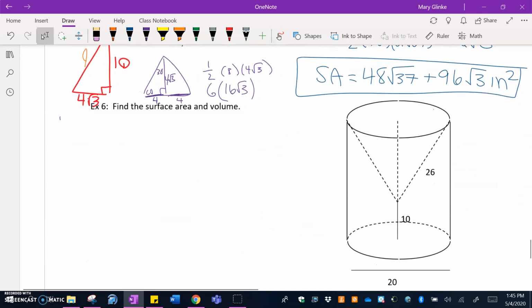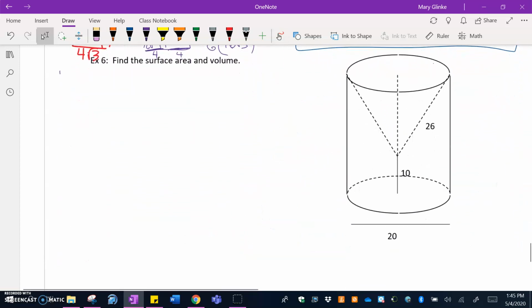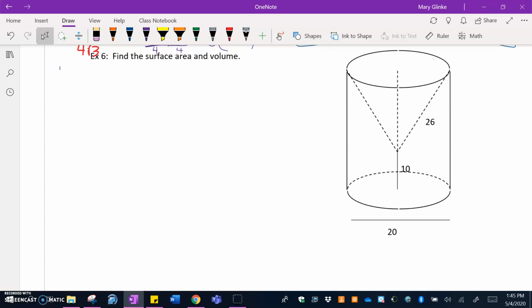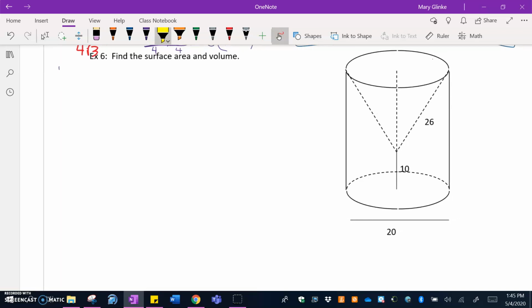Okay, so then our last example here, we want to find the surface area and the volume of this shape. So we have a cylinder here, and we have this cone that's kind of drilled out of the cylinder. If we wanted to find the surface area, let's go ahead and just start with that.